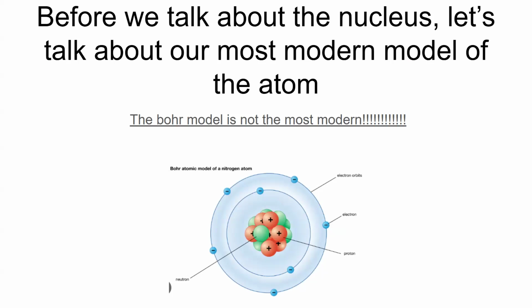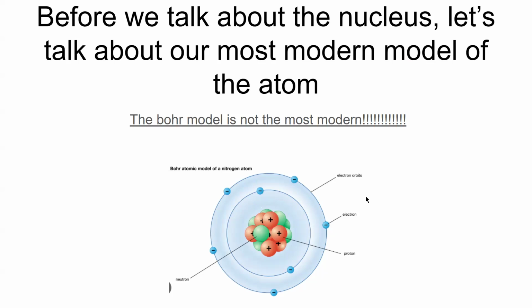So before we talk about the nucleus, let's talk about our most modern model of the atom. The model that we briefly talked about in this class and that you guys went over last year is the Bohr model, where you know that electrons exist in orbits like planets around a sun, and the nucleus is in the middle with protons and neutrons. But this is not the case.